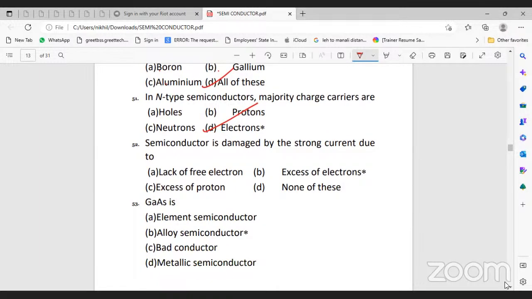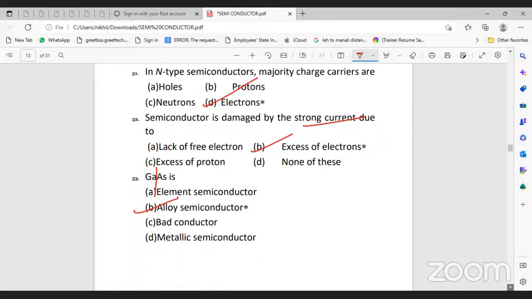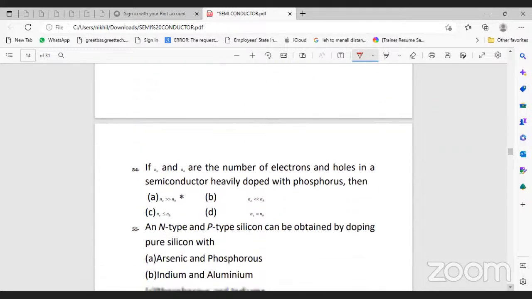Semiconductor is going to damage the strong current. Due to what? Because of excess of electrons. Gallium arsenide is an alloy semiconductor. It is made up of two elements, that is gallium and arsenic. So it is an alloy of the semiconductor.